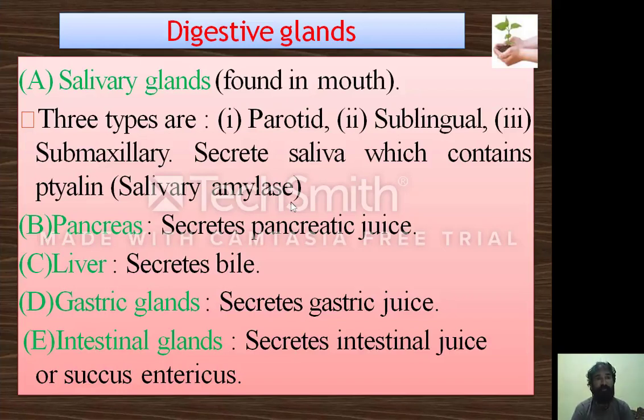The second is the pancreas, which secretes into the duodenum pancreatic juices. The liver secretes bile juices. Gastric glands secrete gastric juices. Intestinal glands secrete intestinal juices, also called succus entericus. So these are the various glands connected with the digestive system that release enzymes and bile juices, which are helpful for the digestion of food material.